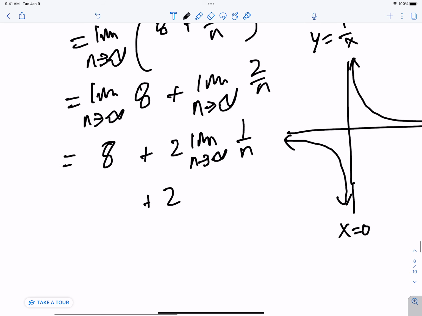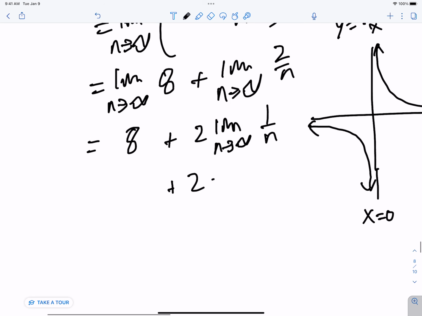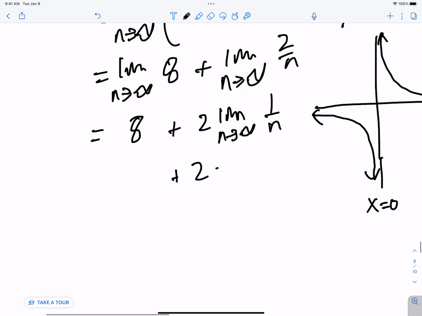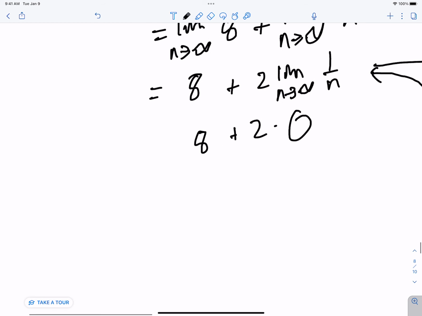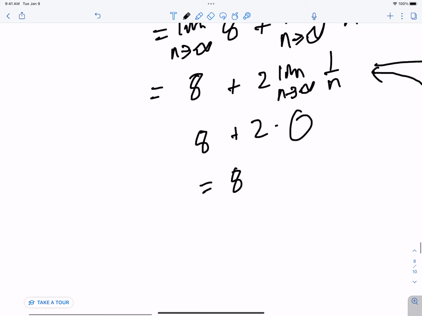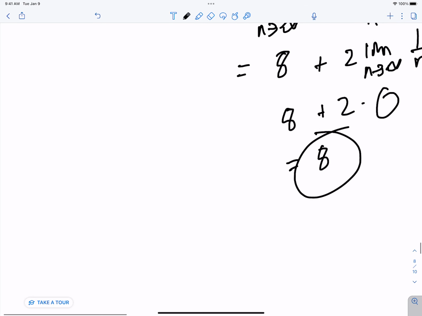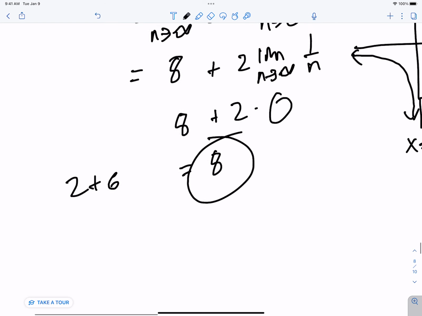So when we work with limits, we're not looking for exact values, and therefore we know that this limit's just 0. So we'll have 8 plus 2 times 0. I'm using simple PEMDAS. 2 times 0 is just 0, so we'll have 8. And I believe that's our answer. So we can then be certain that 2 plus 6 is equal to 8, which is awesome.